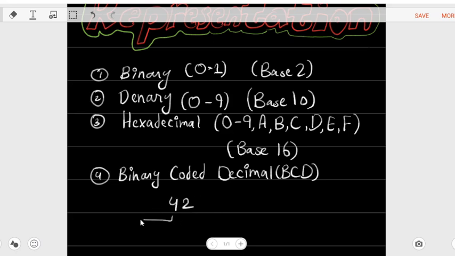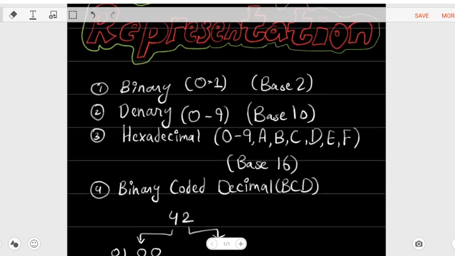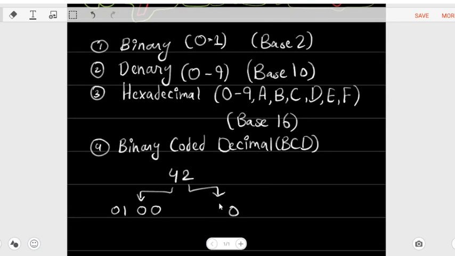It breaks down 4 and 2 into two parts. In binary it represents 4 like this: 0 1 0 0, and for 2 we have 0 0 1 0. So it's the binary representation of 4 and 2 separately, rather than having one single representation of 8 bits of the entire number 42.